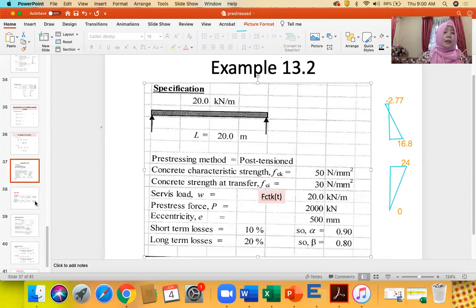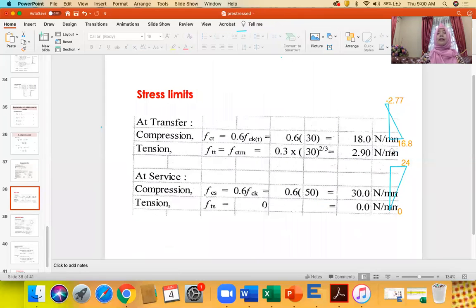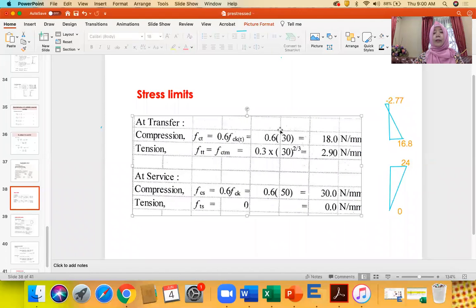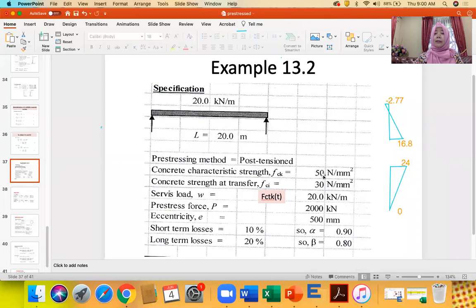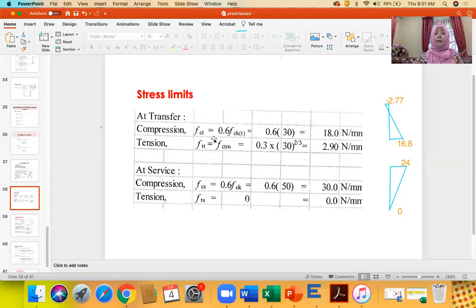Right. The first step we do, similar to just now, of course, is to calculate the stress limits. The stress limit will depend on the value of FCK. So FCK just now is 50 and FCI is 30. Therefore, FCT is equal to 18. So 18.